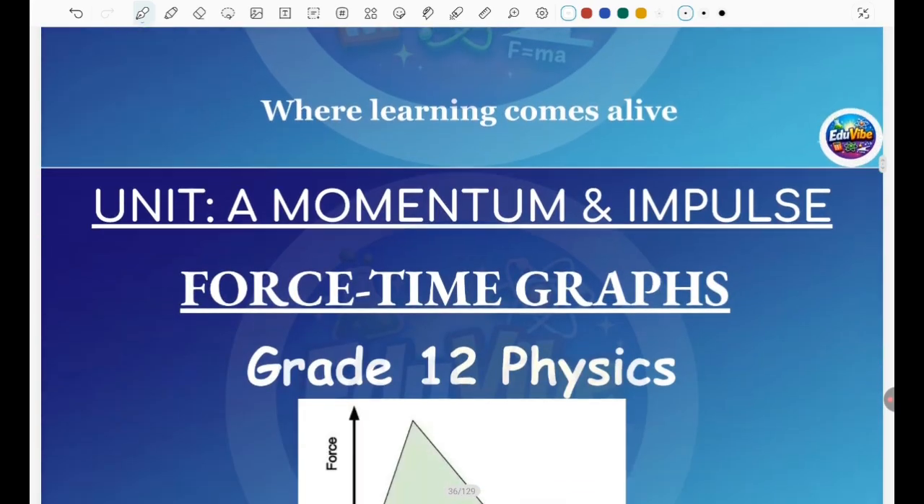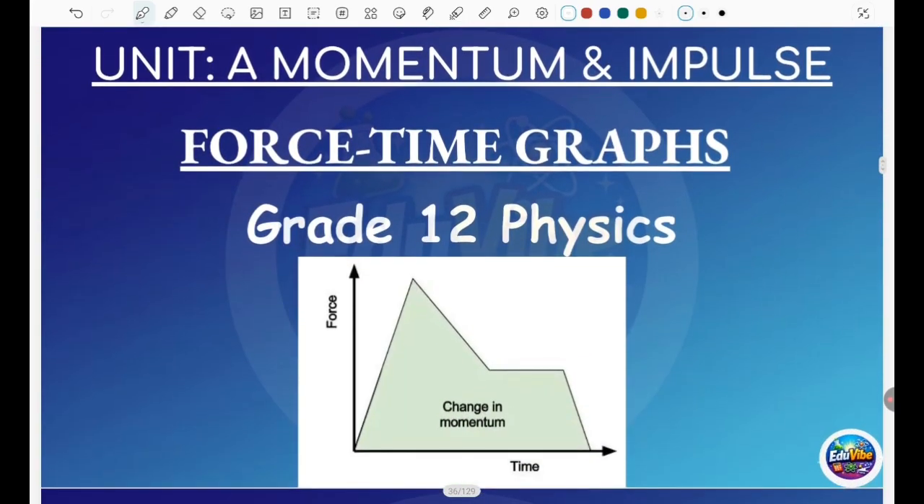Today we will start with another topic of grade 12 physics, for the unit momentum and impulse, which is the force time graph. As I told you when we did the impulse lesson, we are dealing with impulse more in this unit than momentum. We'll use momentum, but in later videos we will use both momentum and impulse. In today's video, we'll focus more on a change in momentum.